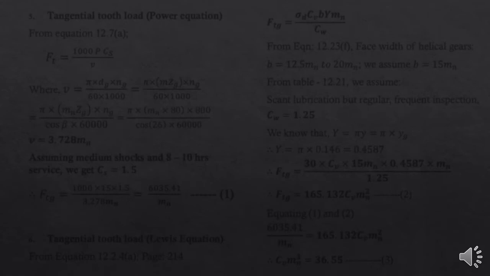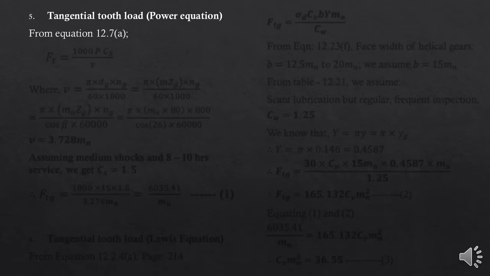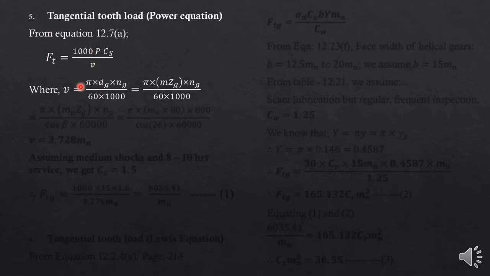Okay, so let's calculate the tangential tooth load. Initially, by making use of the power equation given in 12.78, the normal power equation, where power P is equal to tangential tooth load into velocity, which will be the work done per second, will give you a power. Velocity we know is pi dn by 60,000. D we know, pitch circle diameter, is module times the number of teeth.